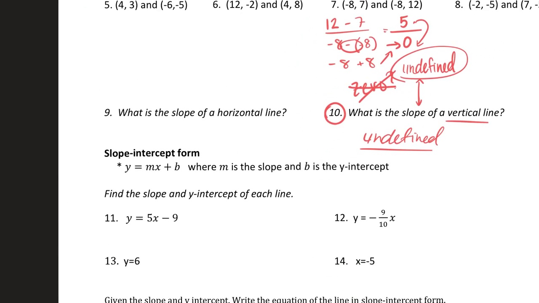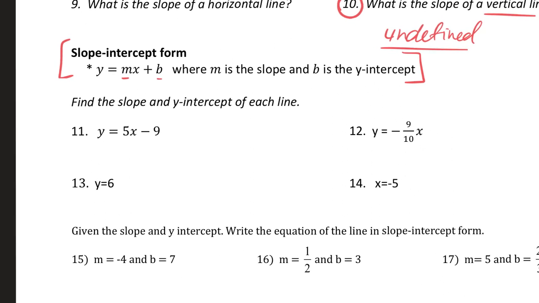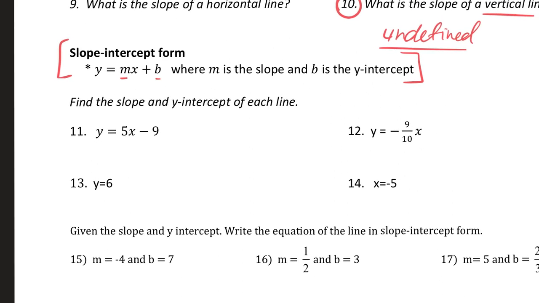All right, just a little reminder. Slope-intercept form is y equals mx plus b, where m is your slope and b is your y-intercept. With each of these, it just wants to know what each of them is. Like, what is the slope for number 11? Then what is the y-intercept? Obviously, the slope is going to be the number in front of x. The y-intercept is the last number.